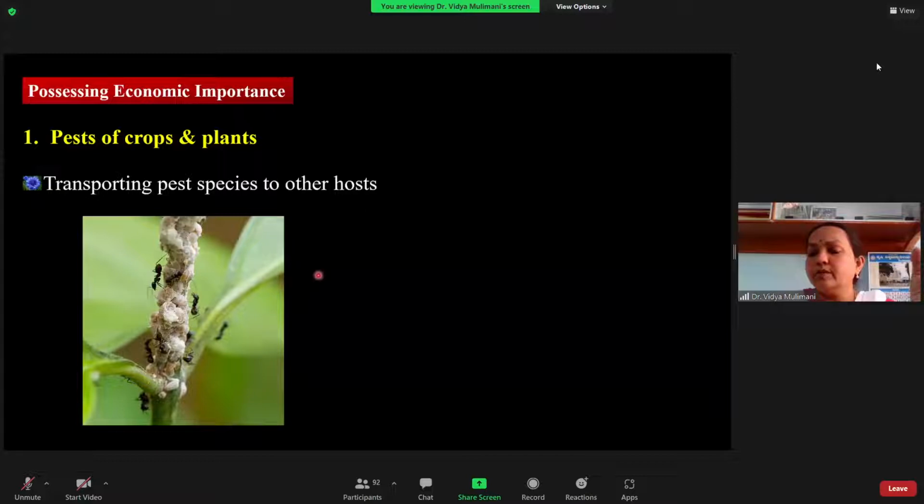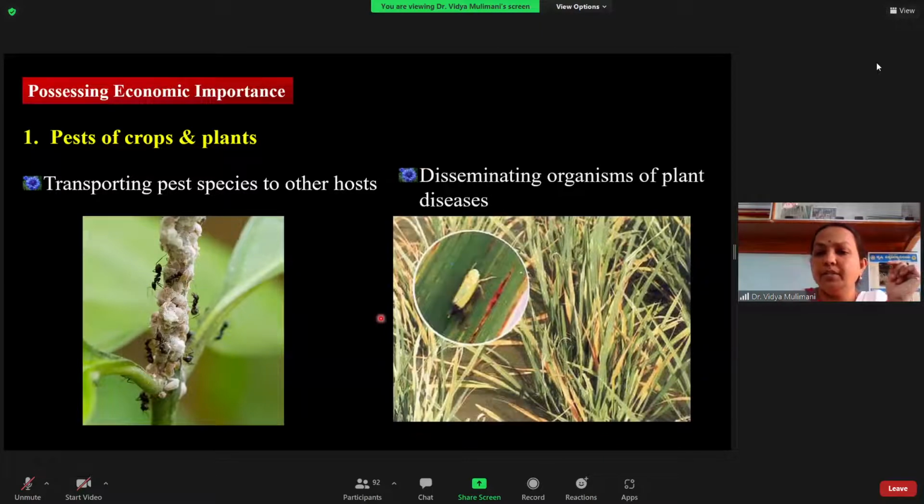Here you can see this is the third type of damage. If this is the case, the ant population will be more and they will be spreading the incidence in the field. The next type of damage you have is that insects also act as vectors for plant diseases, just like they cause diseases in human beings. For example, take the mosquito, which acts as a vector for many diseases. In a similar way, insects also act as vectors for plant diseases. Nearly 200 major diseases of plants are transmitted by insects.